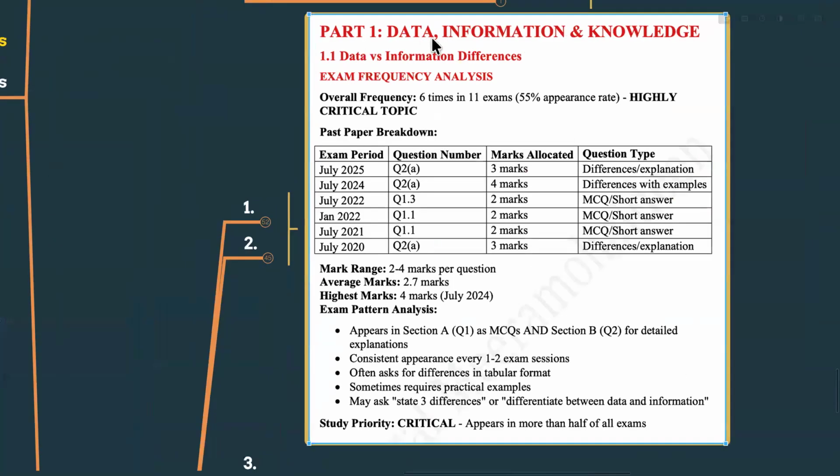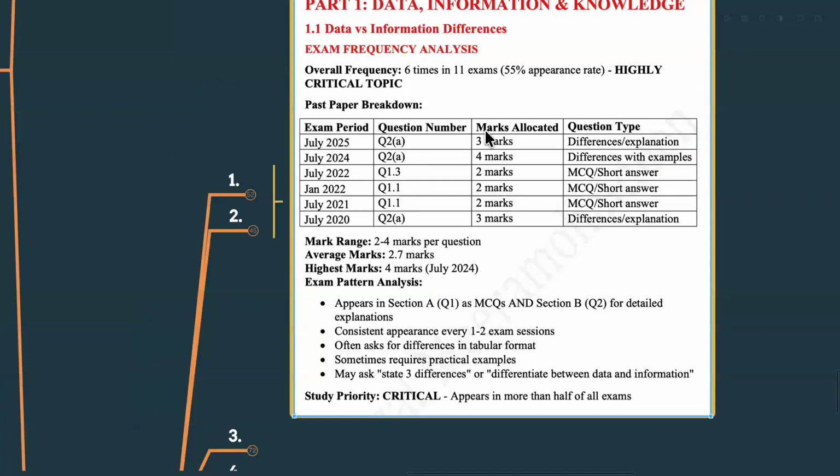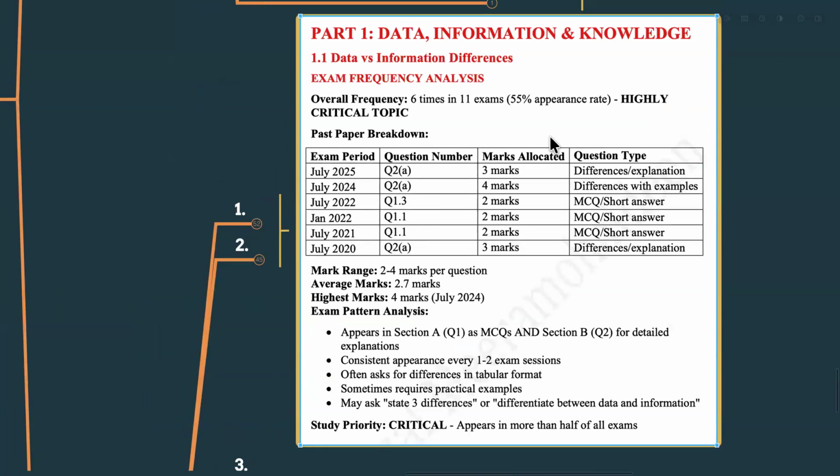For example, if we are going to learn about data, information, and knowledge, I have analyzed more than 11 exam papers from your existing syllabus, and I have a breakdown for you. So don't worry, I will give you all the PDFs and notes for you to have this analysis with you because we are aiming for more than 90 plus marks. Okay. So we have to go with very good planning, otherwise we cannot achieve it.